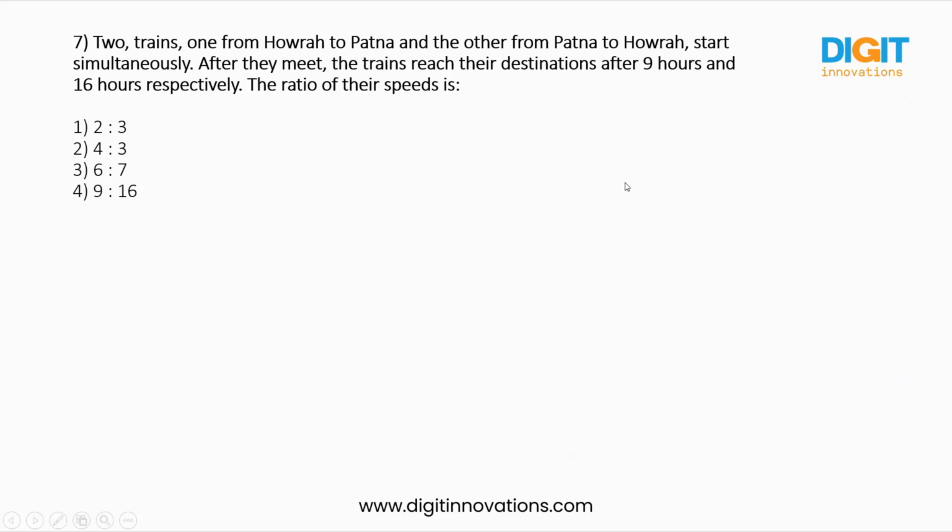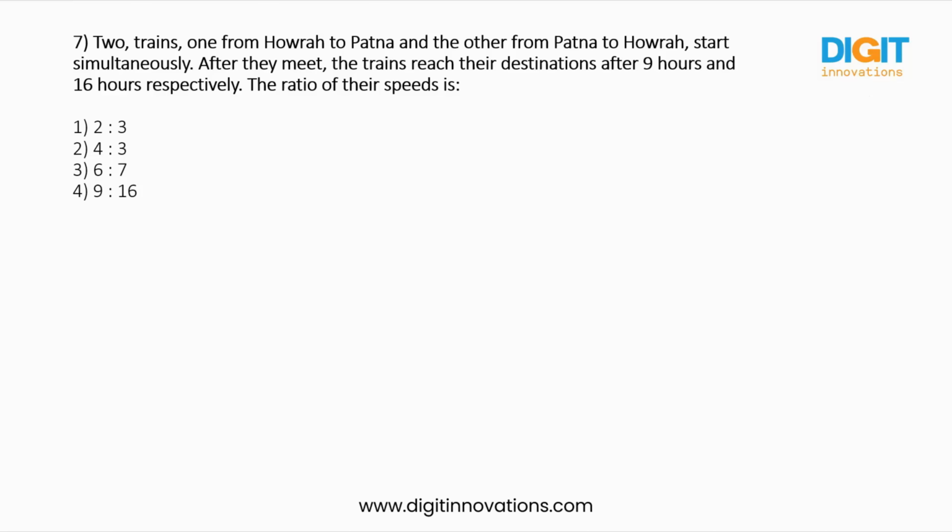So there are two trains, one from Hawari to Patna and the other from Patna to Hawari, starting simultaneously. After they meet, the trains reach their destination after 9 hours and 16 hours respectively. The ratio of their speeds is?